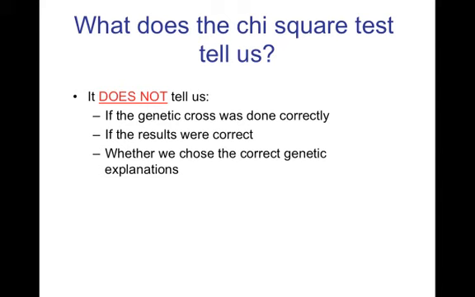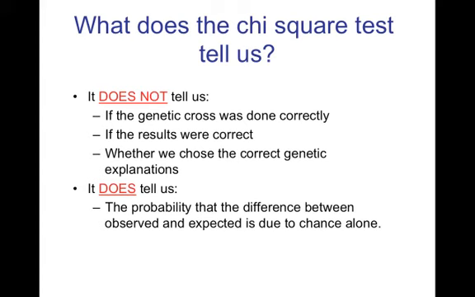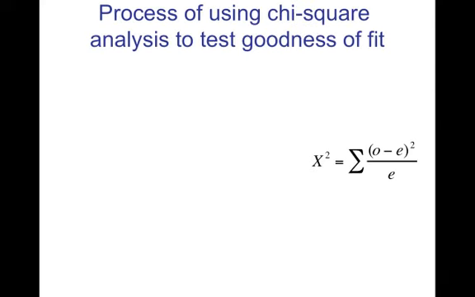For instance, the chi-square test does not tell us if the genetic cross was done correctly. So if you made a mistake and accidentally crossed 2 black cats as opposed to, say, a black cat that was big B, big B with a black cat that was big B, little b, the chi-square isn't going to tell you that. That was just the way you set up the cross, and it happens to be wrong. It also does not tell you if the results were correct, and it also does not tell you whether we chose the correct genetic explanation. Maybe our prediction should have been something other than 3 to 1. All we're testing is, does it fit our prediction of 3 to 1? So it does tell us the probability that the difference between observed and expected is due to chance alone.